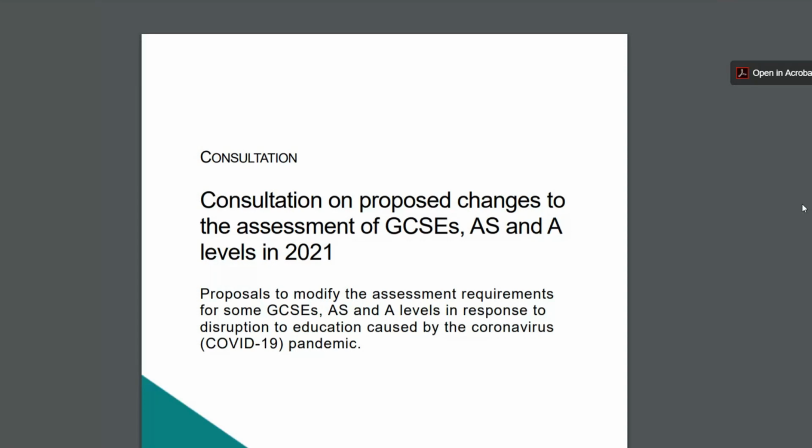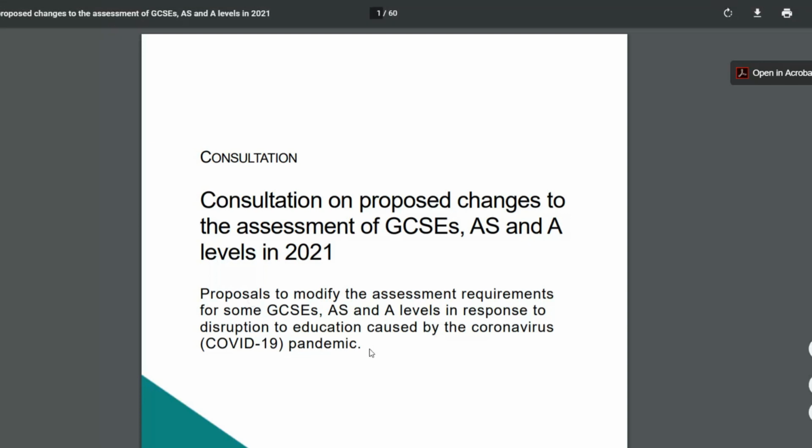So today we're going to be looking at the consultation on proposed changes to the assessment of GCSEs, AS and A levels in 2021. But we're going to be doing it with a focus on AS and A levels too. Fortunately for us, they've packaged them nicely together so that we can look at it all in one nice table. So last time we looked at GCSEs, today is all about you AS and A level students for next summer.